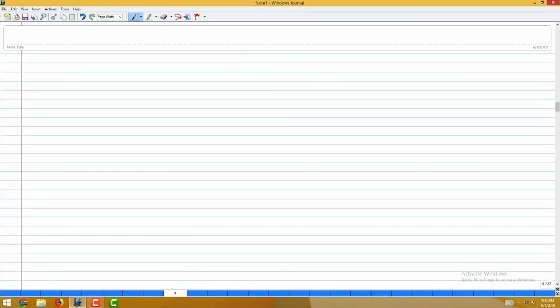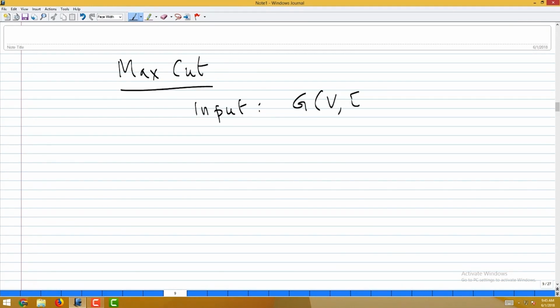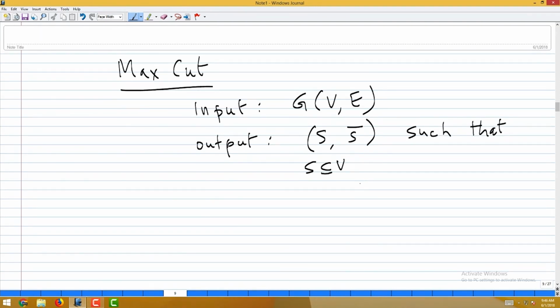Let's do another problem, max cut, which has a similar flavor. My input is a graph, an undirected graph. Output is a partition of the vertex set such that the number of edges going across is maximized.